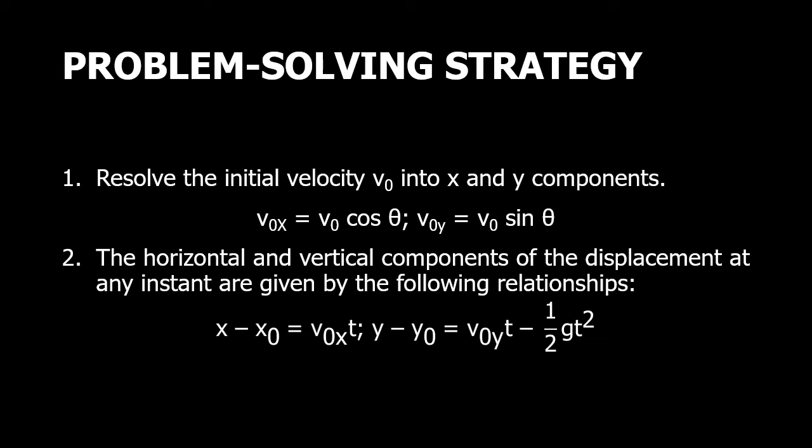So these are the problem solving strategies that may help you in solving the problem. Since it's a projectile motion, we will be dealing with angle, so we'll solve the initial velocity first with this formula. v sub 0x is equal to v sub 0 cos theta, and in the y it will be v sub 0 sin theta.